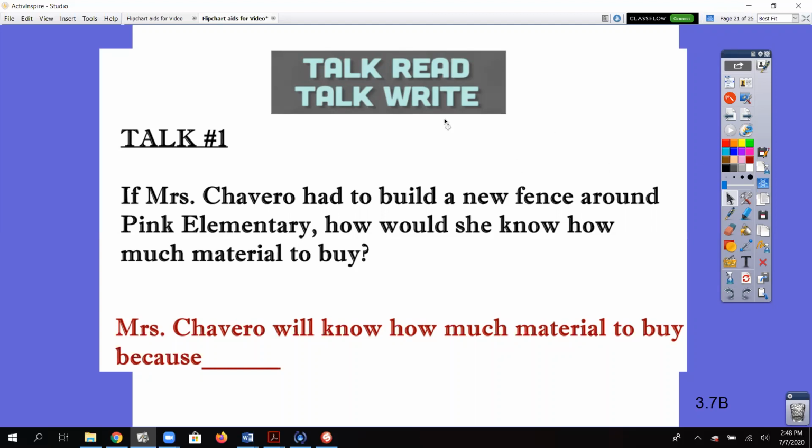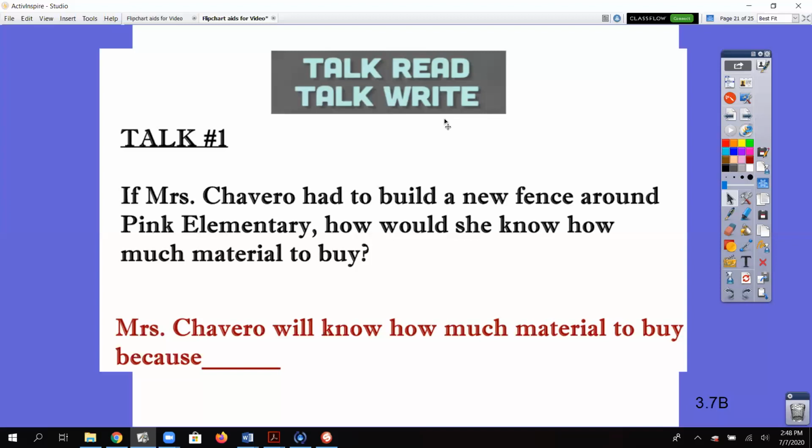Okay, so your first talk, number one, would be to give the students the scenario. And if you notice, there's no numbers, and that's actually intentional. When there's numbers, the students and adults, we get fixed on the numbers and just trying to solve it really quickly. And we want the kids to actually stop and think about what's actually happening in the story. So it says, if Ms. Chavero had to build a new fence around Pink Elementary, how would she know how much material to buy?